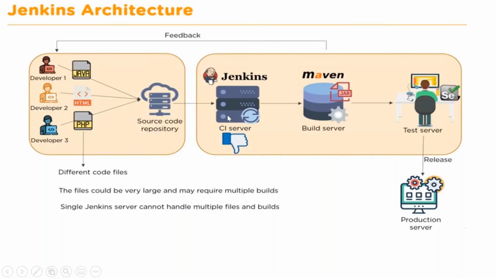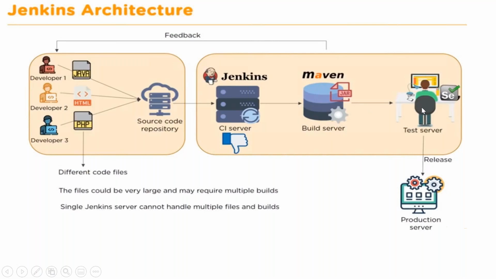Jenkins will say, I will integrate myself with your source code repository. And whenever you commit the code, I will take the latest code from the repository, bring it to my CI server, and with the help of plugins like Maven, I will compile the code, or I will build the code.